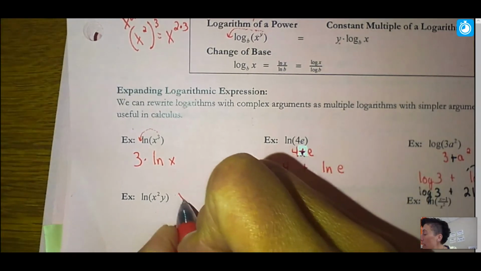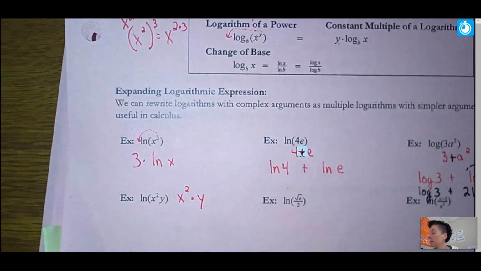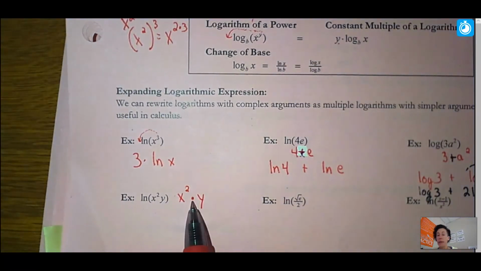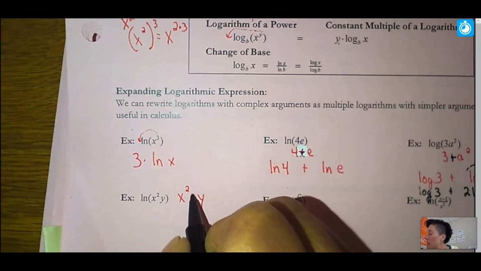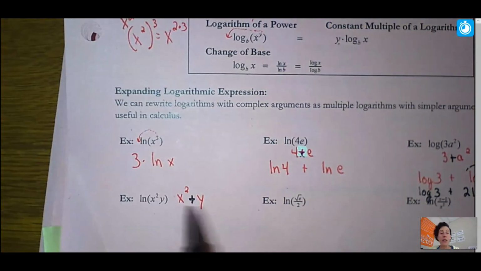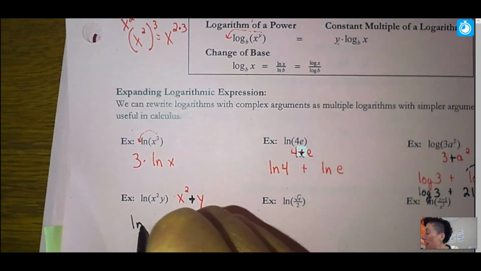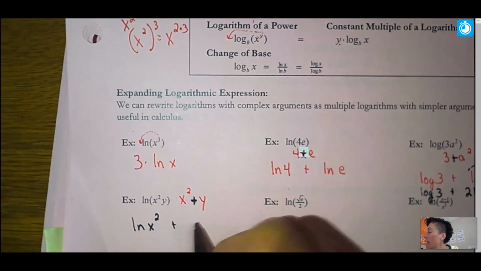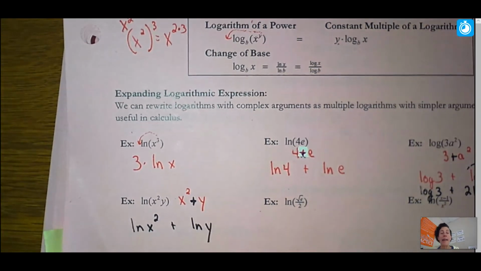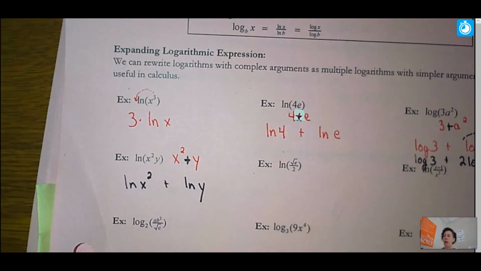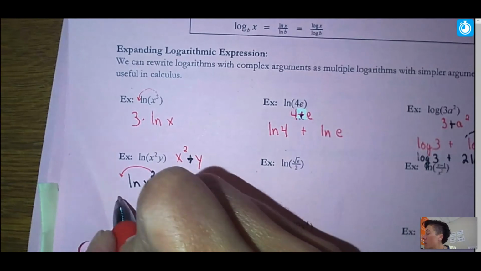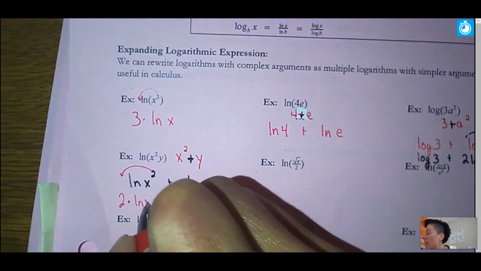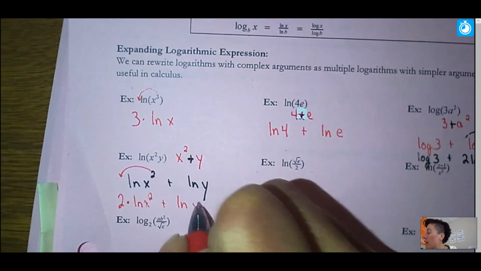So this one's very similar to it. Again, just look at this as x squared times y. So the multiplication will turn into addition, and this exponent will turn into multiplication in front. So this turns into the addition. I always start there. And now each term will get the ln in front of it. So ln will go in front of the x squared, and ln will go in front of the y. And then the last thing I do, and some of you will do it all in one step, is I'll just move my exponent to the front. So now it's 2 times the natural log of x plus the natural log of y.